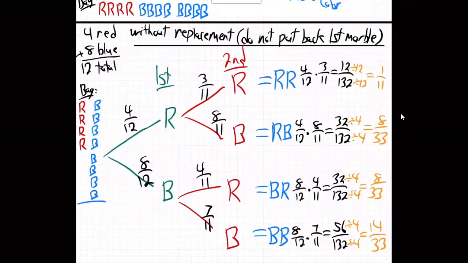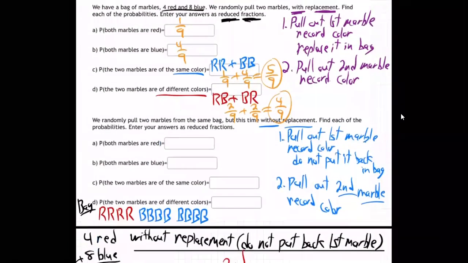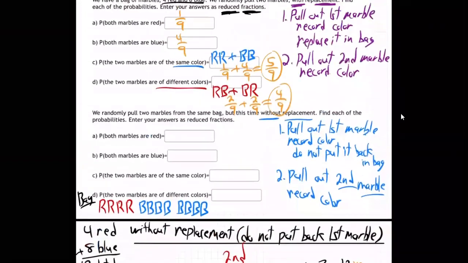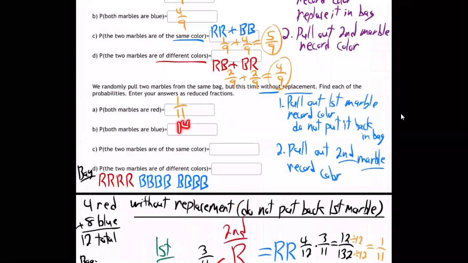Now we can use that to answer all their questions. Once you have the tree, you're in business. You're ready to go. So coming up here, both marbles are red. Well, red, red, 1/11. Right there is my reduced fraction. Both marbles are blue. Blue, blue, right there, 14 33rds, my reduced fraction.